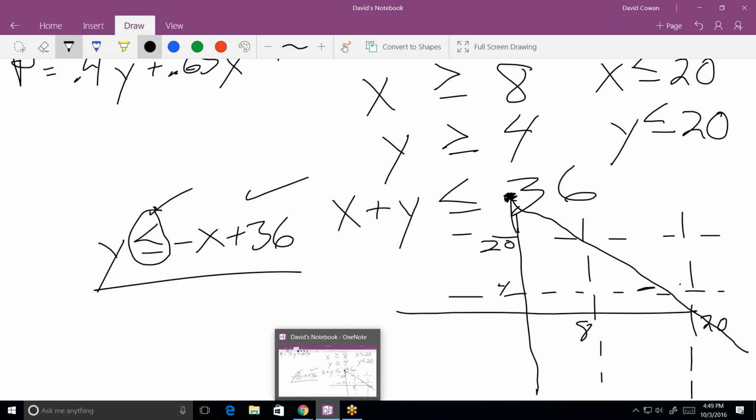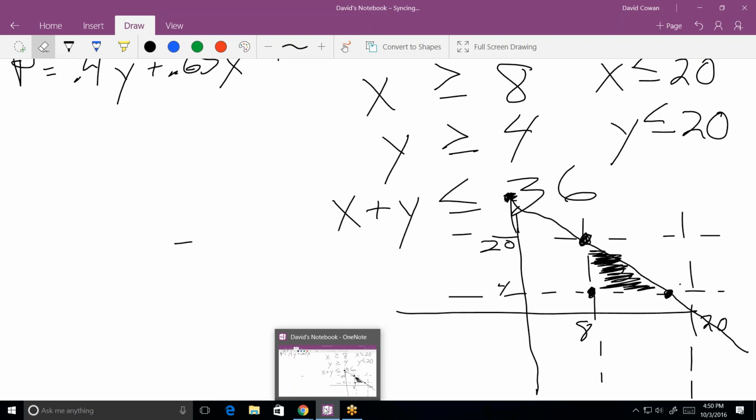Well, now that means our area of interest is right there. And there's only 3 vertices. There's that vertex, there's that vertex, and there's that vertex. So the next step is to label each of those vertices and then plug them into our profit equation to see which produces the greatest profit. Okay, so let's do that.